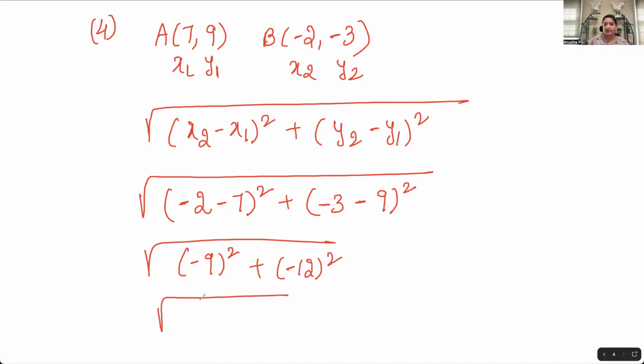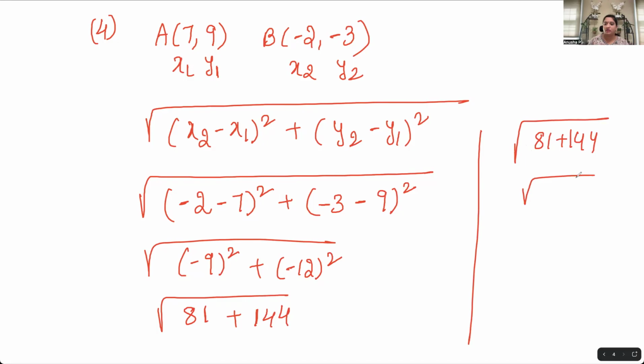Minus 9 whole square is nothing but minus 9 times minus 9, which is 81. Minus 12 square is nothing but minus 12 times minus 12, which is 144. And square root of 81 plus 144 equal to 225, and square root of 225 is 15.